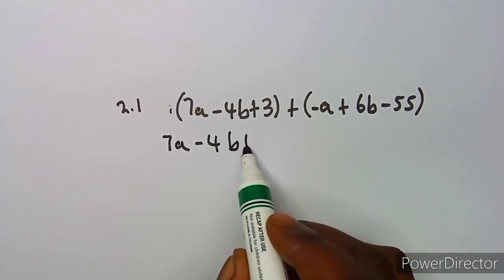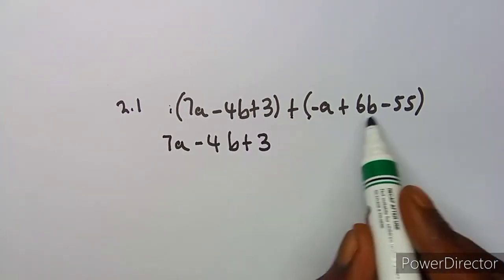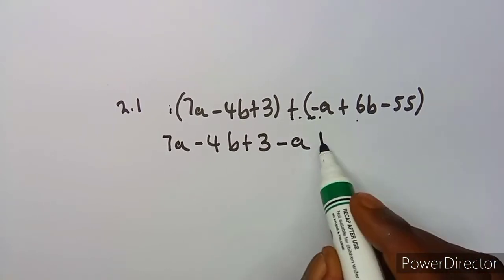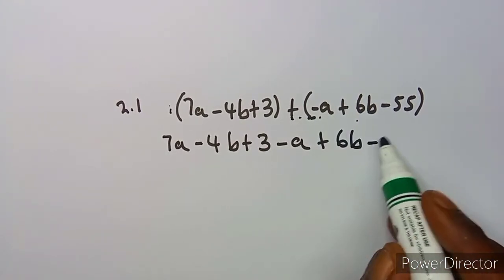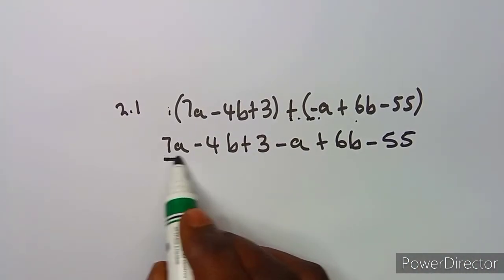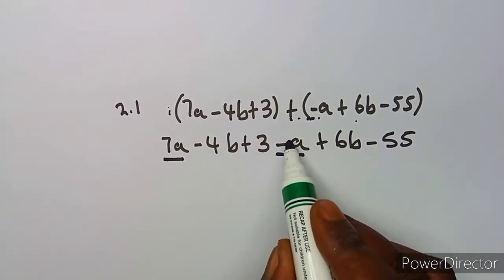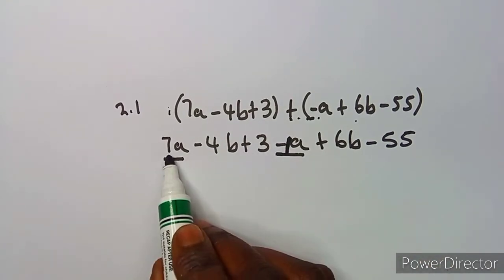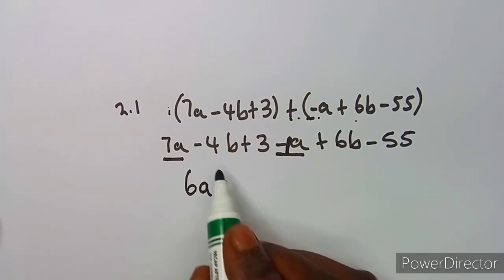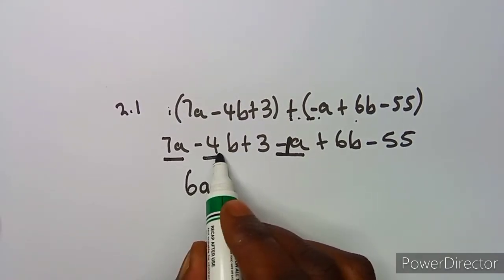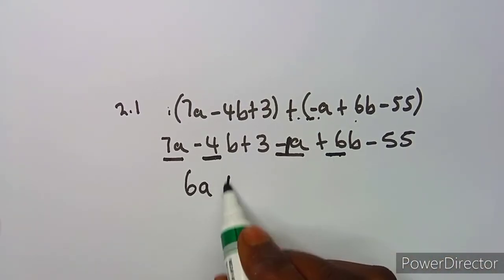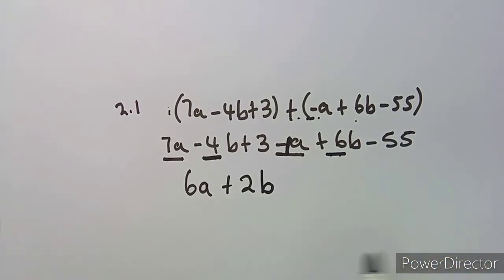7a minus 4b plus 3, plus and minus, plus does not change anything, so it's going to remain as minus a plus 6b minus 55 like this. Then you collect like terms, so you've got 7a and minus a. This is same as 1, so it's 7 minus 1, which is 6a. You've grouped like terms. You've got b minus 4 and plus 6, so it's minus 4 plus 6 from your calculator is 2, so it's 2b.